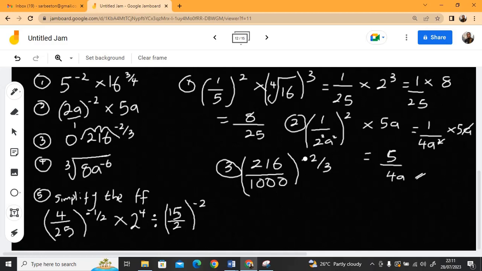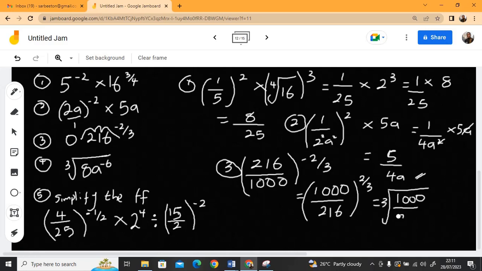Now, what I told you earlier, this minus means this one will move up and this one will move down. So what you have now is 1000 over 216. That's what the minus turned into. Then what you have left is 2 over 3. Now, to move on, I told you that it becomes the cube root. So you have the cube root, with 3 here, then 1000 over 216, everything raised to the power of 2.